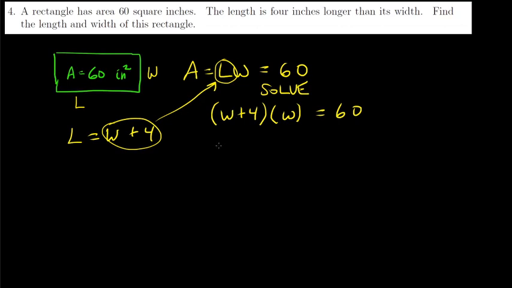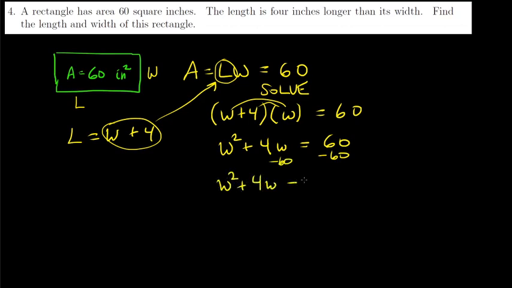Okay, so multiply this out. W squared plus 4 times W, I'm just distributing the W here, equals 60. So this is a quadratic equation, but it's not in standard form. We have to subtract the 60 from both sides. So now we have W squared plus 4W minus 60. To solve this, we have to factor it. What two numbers multiply to negative 60 and add to positive 4?